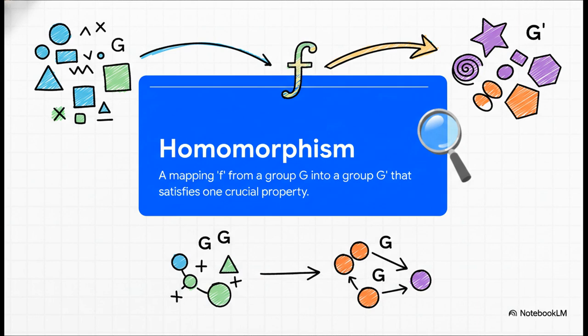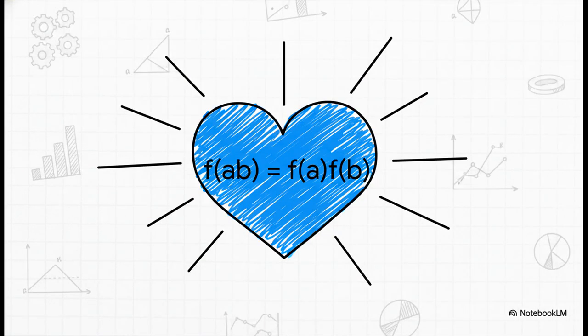So here's the formal definition, straight from our source material. We've got a map, we'll call it F, and it connects two groups, G and, say, G prime. But for it to earn the title of homomorphism, it can't just be a random connection. It has to obey one single, incredibly powerful rule. This is it. This little equation right here is the heart and soul of the entire concept. Seriously, everything we're about to talk about boils down to this one beautiful, simple statement.